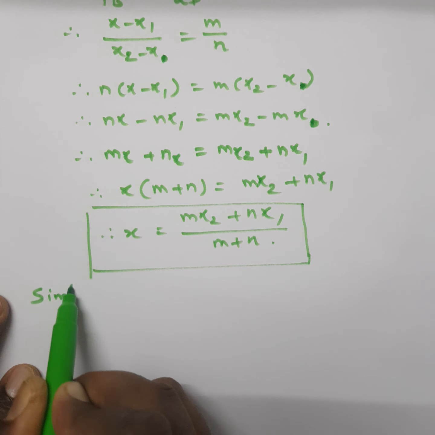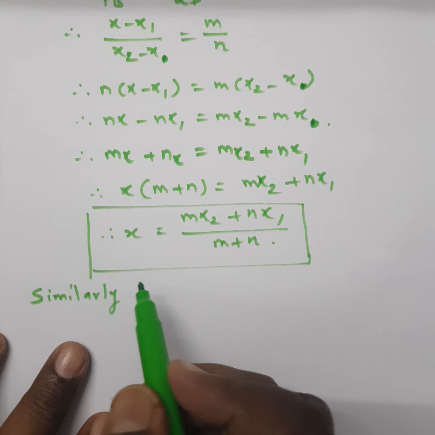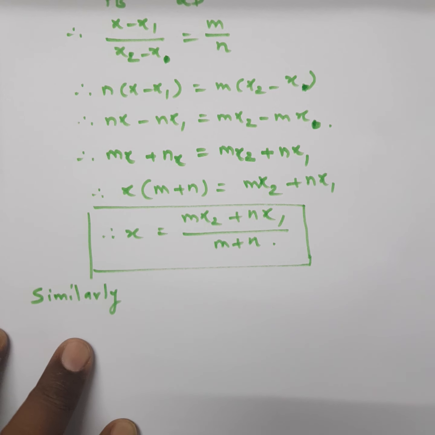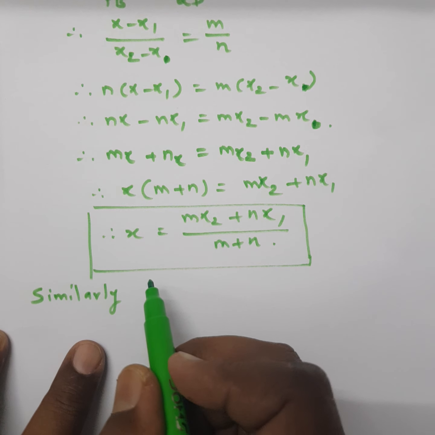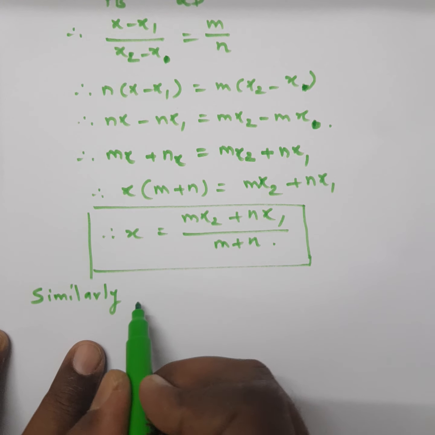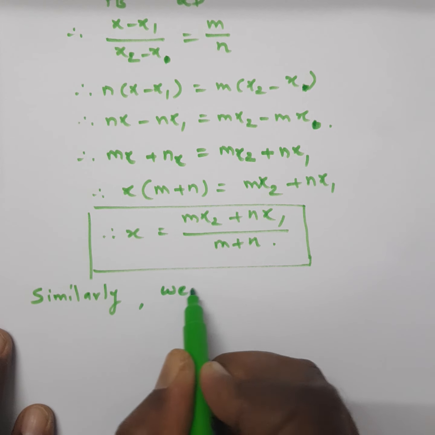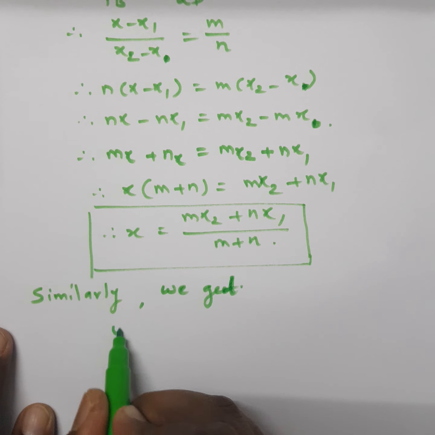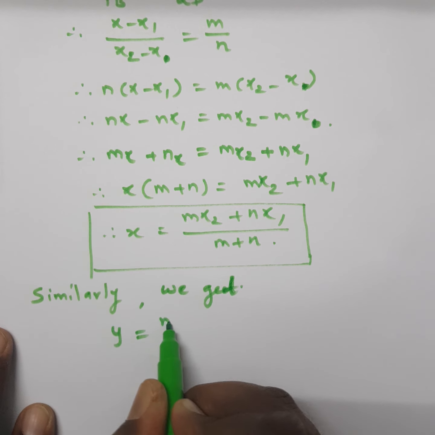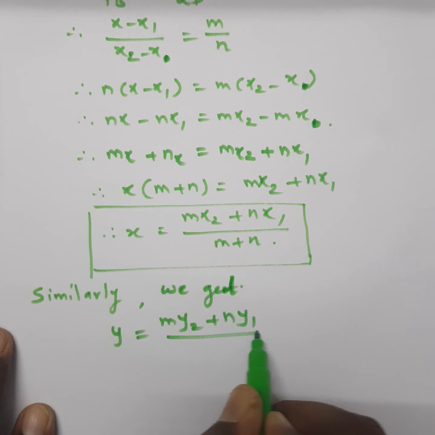Similarly, for the y coordinate, by drawing perpendiculars on the y axis from A, P and B, we can get the y coordinate, that is (my2 + ny1) upon (m + n).